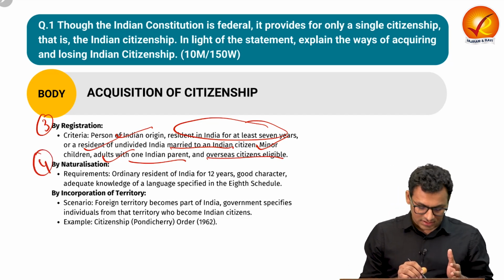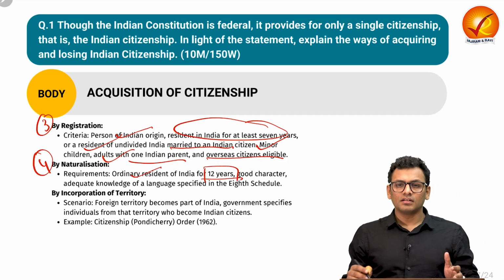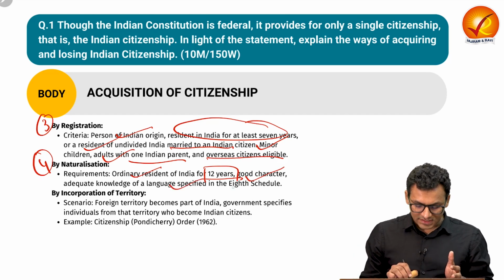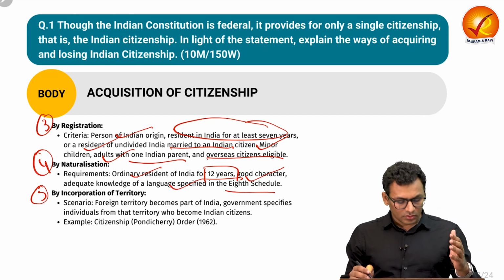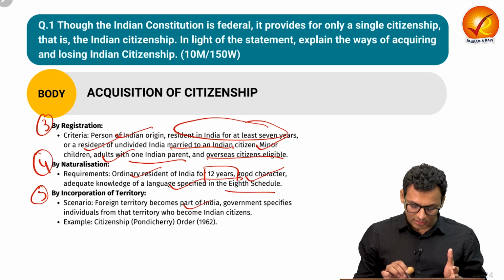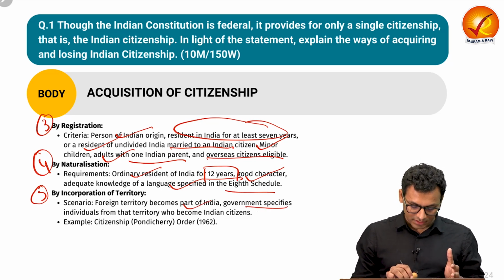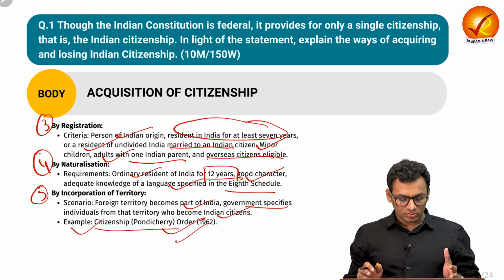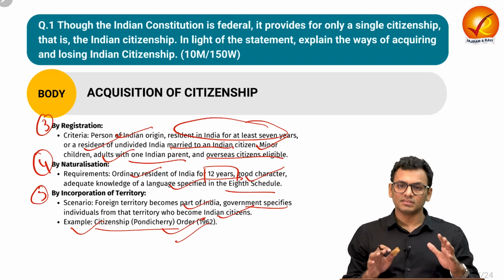Over here, we have to see that the ordinary resident must reside in India for 12 years, must have good character, and must acquire knowledge of a language specified in the 8th Schedule. And lastly, by incorporation of territory, where a foreign territory becomes part of India, the government may specify individuals from that territory who can become Indian citizens. For example, the Citizenship (Pondicherry) Order. So the fifth method also prescribes acquisition of Indian citizenship.